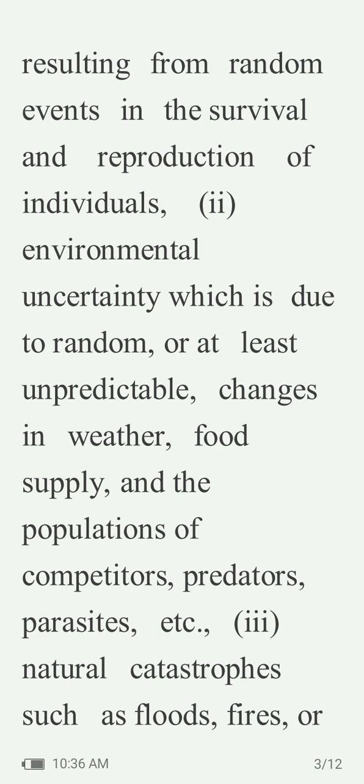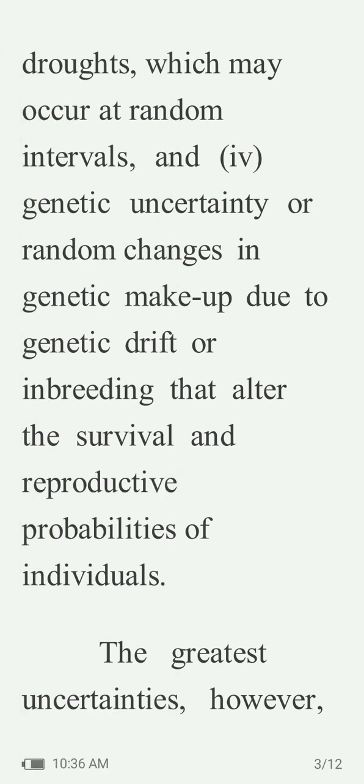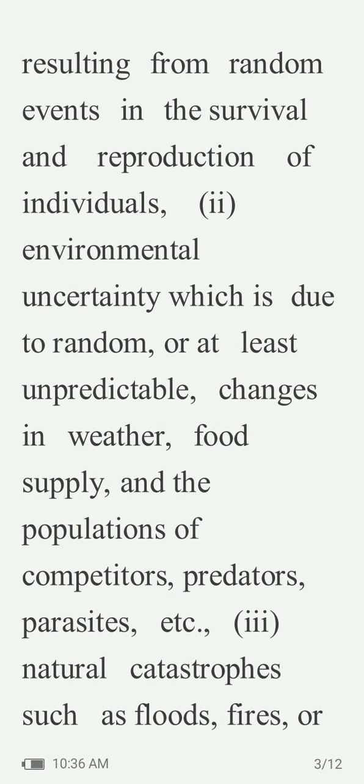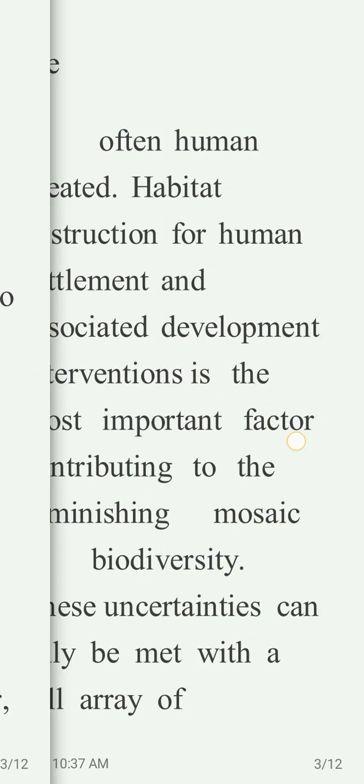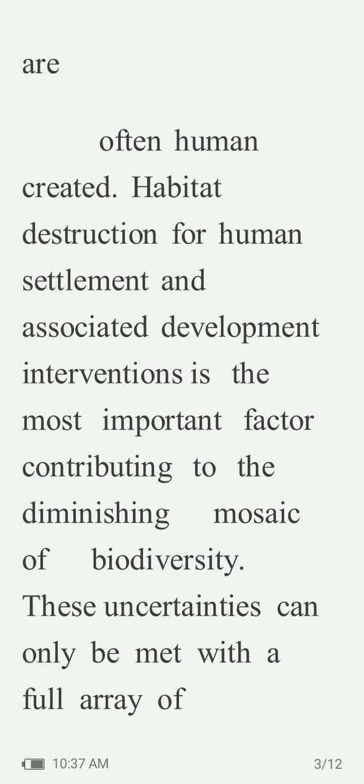Natural catastrophes such as floods, fires, or droughts, which may occur at random intervals. Genetic uncertainty, or random changes in genetic makeup due to genetic drift or inbreeding that alter the survival and reproductive probabilities of individuals. The greatest uncertainties, however, are often human created.